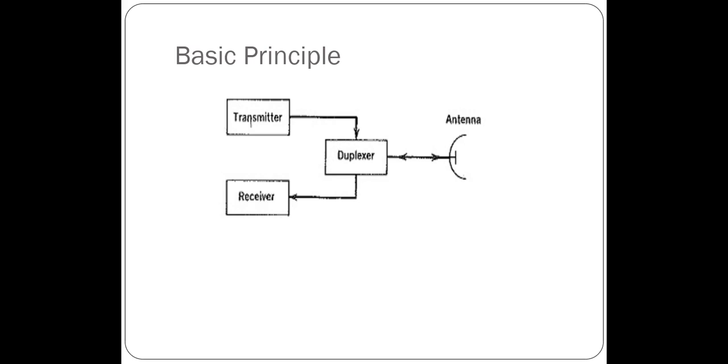Now we'll see the basic working principle of the radar. So this is the block diagram for understanding the basic principle of the radar, which consists of transmitter, receiver, duplexer and antenna.